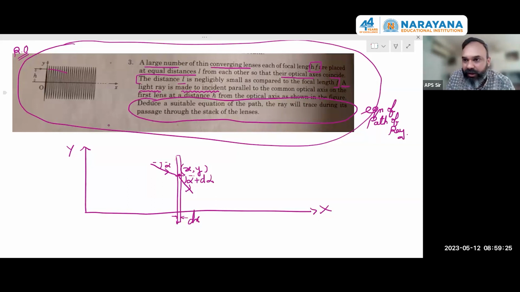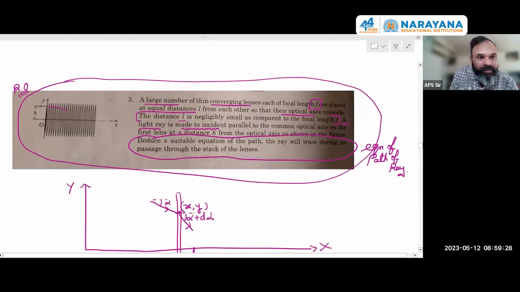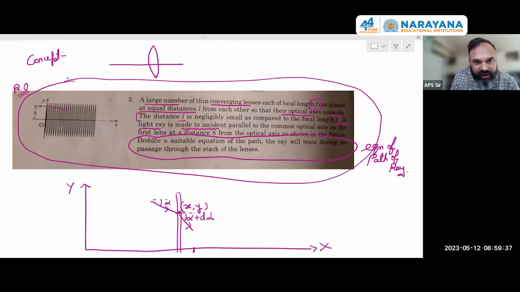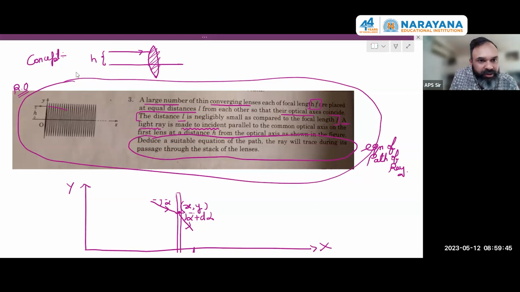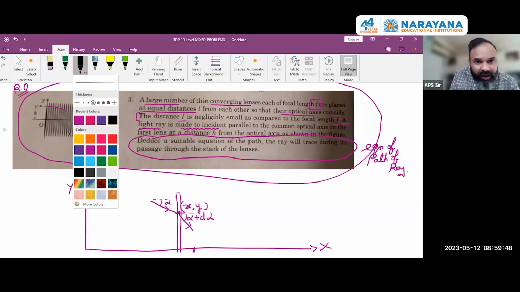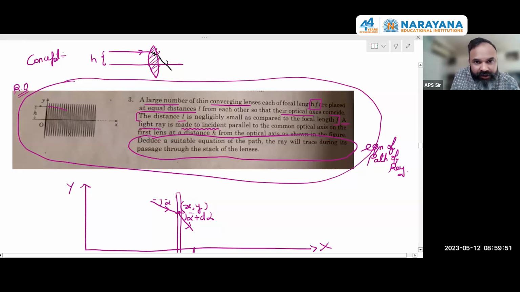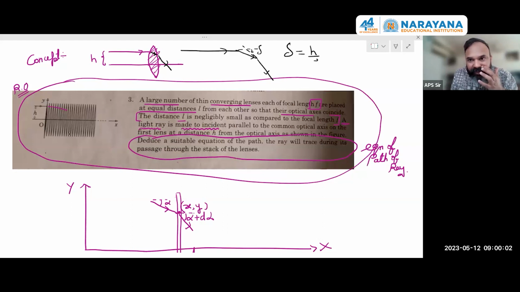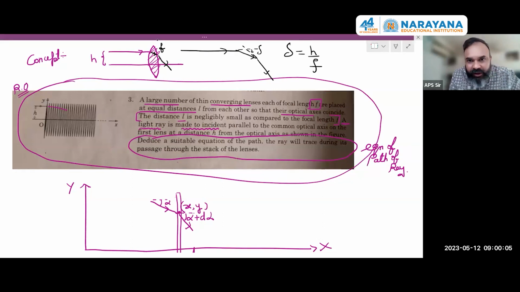Now, let me be very clear. All of us understand the concept that whenever a ray hits a thin lens, let's say this is a ray, this is a thin lens, and a ray hits it at a distance of h from the principal axis, then after two refractions, if you extend the first one and the last one, you understand that there is a deviation delta, and the deviation is h by f, right? F is the focal length. So I am not showing this part.